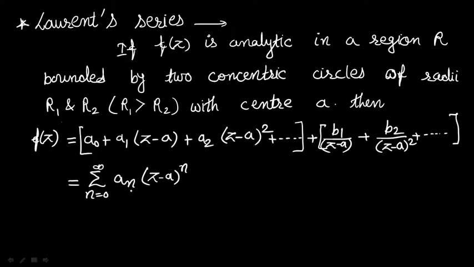That means if we substitute n equal to 0, then we get the first term of the first bracket, then n equal to 1, we get a1 (z minus a), in this way. Now for the second bracket, we write n equal to 1 to infinity, b n upon (z minus a) to the power n. If we substitute n equal to 1, then we get the first term, then n equal to 2, we get the second term. In this way, we get the terms.